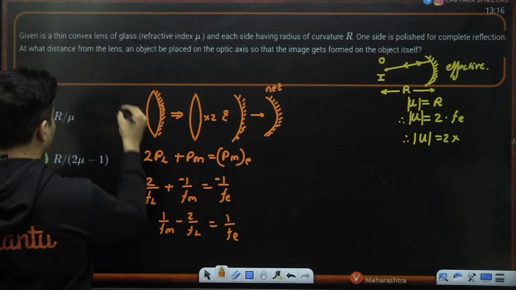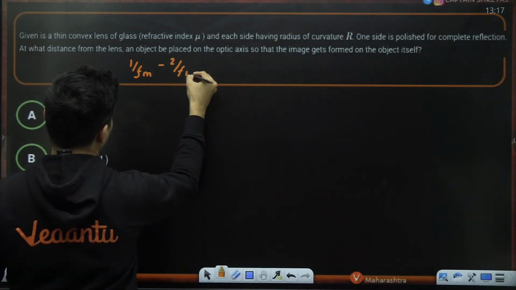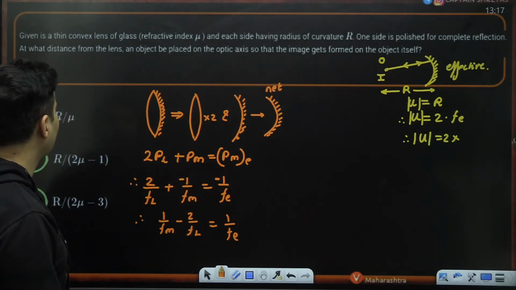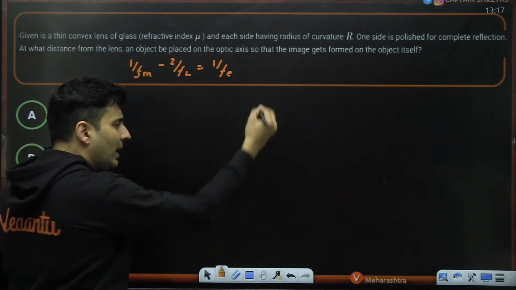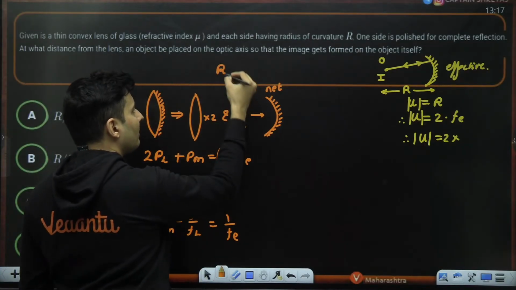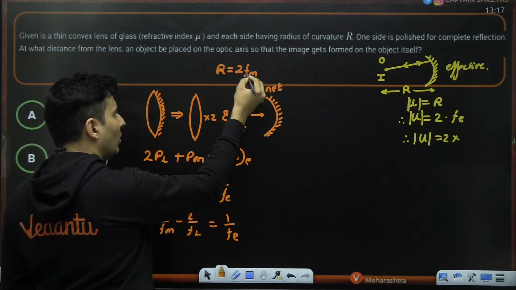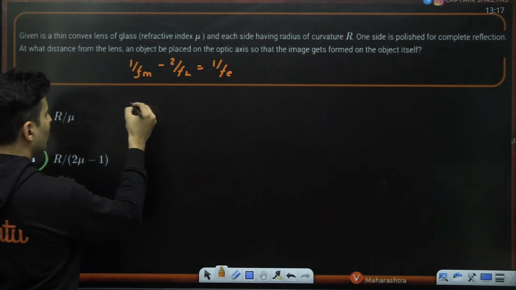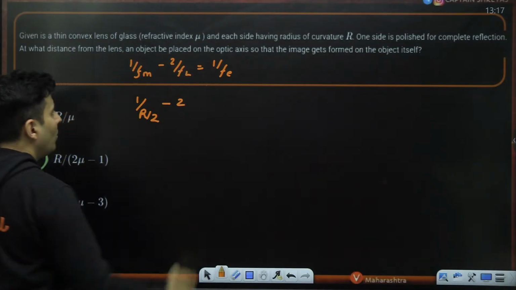We have 1 by fm minus 2 by fl is equal to 1 by fe. What is the focal length of that mirror? If you take a mirror, I know that the radius of curvature of this mirror will be 2 times fm. So fm is r by 2. So I can just put over here, this is nothing but r by 2 minus 2 into 1 by fl.